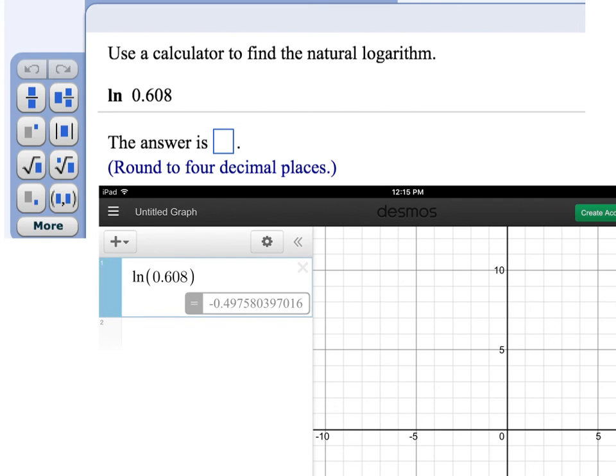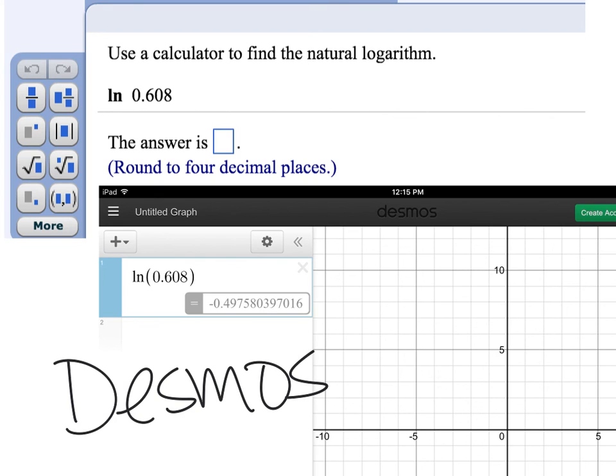And again, you just type in your value. I left in the parentheses. I didn't have to have the parentheses there. And there's my answer, and I'm going to round to the 4th decimal place because that's what it says to do. And that wraps up a really simple one, just using Desmos to get your answers.